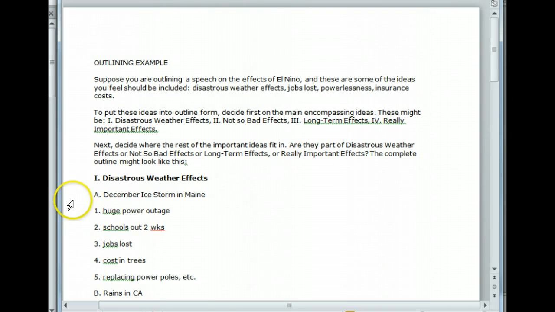So next you decide where the rest of the important ideas fit in. So for example, we have Roman numeral disastrous weather effects. This should be indented, except it didn't work out, so the A should be indented. You have A, December ice storm in Maine, and then what are the things that happened? There was a huge power outage, school was out for 2 weeks, job loss, cost increased, and so on. All of this again should be indented, but the important thing to see here is that you have the Roman numeral, you have the capital letters, and then you have the minor details.